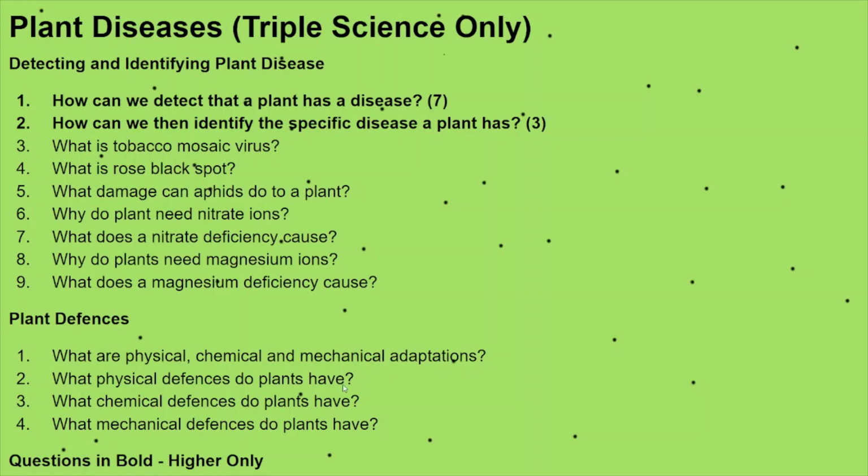Chemical defenses, there are two. Some plants produce antibacterial chemicals, which simply kill bacteria or pathogens. And plants can also produce poisons that can deter herbivores from eating the plant, because obviously no plants want to get eaten. So, for example, foxgloves have a poison. Don't eat foxgloves. Don't want to get poisoned.